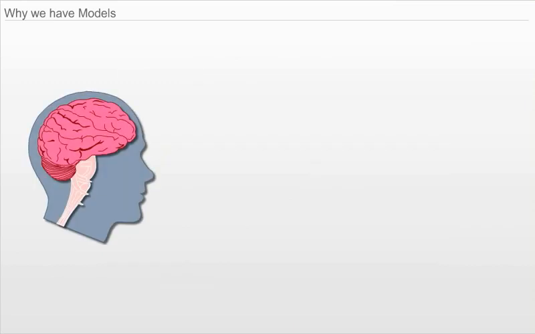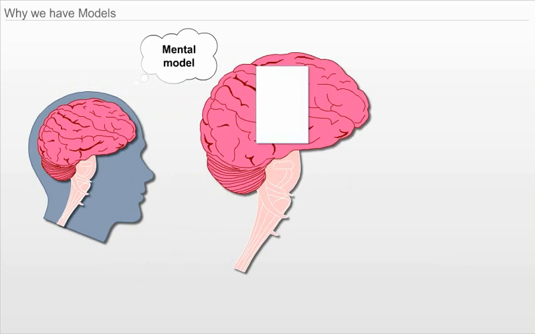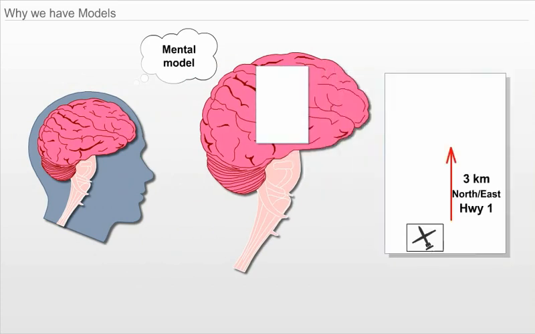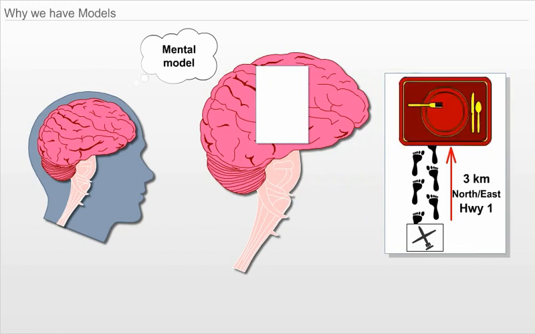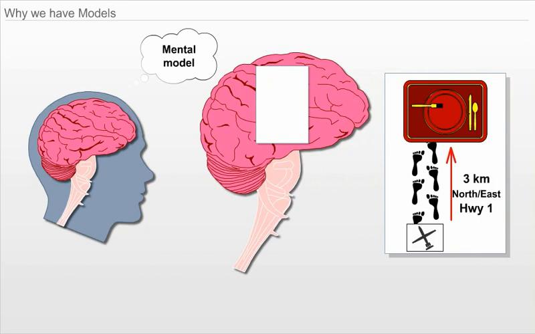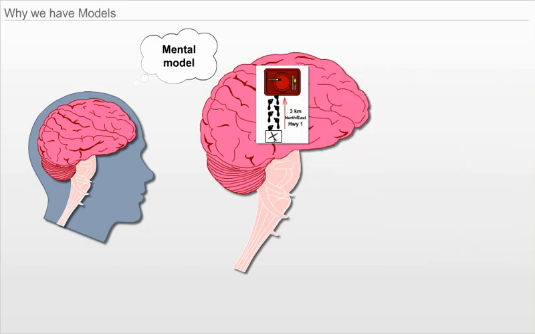Another model is called a mental model. For example, your colleague may say to you, "The restaurant is about 3 kilometers northeast of the airport on Highway 1." In that case, you merely imagine the model in your head.